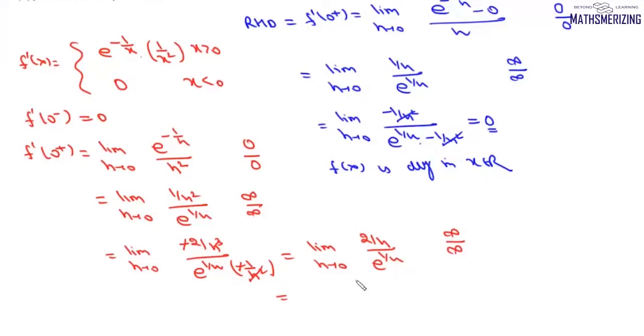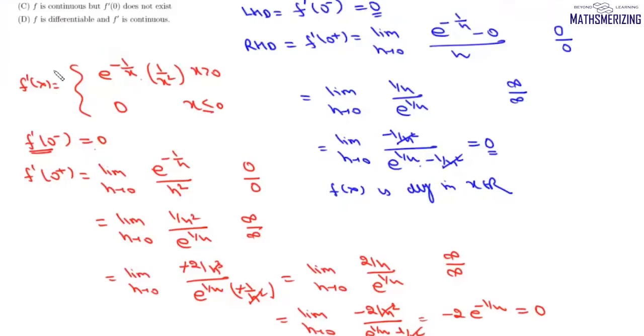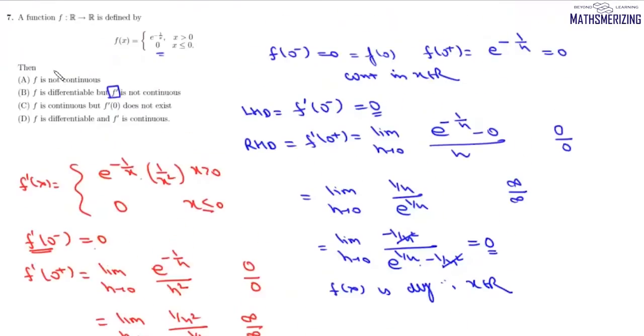form. So again, if we use L'Hopital's rule, we can write limit h tends to 0 minus 2 upon h square e to the power 1 by h minus 1 upon h square. So it will be 2 e to the power minus 1 by h, and e to the power minus infinity is nothing but 0. So at 0, left hand limit of f dash is 0, right hand limit is 0, and function value is also 0. So f dash is continuous at x equal to 0, and therefore f dash x is continuous everywhere. So answer to this question is f is differentiable and f dash is continuous, and that's your option D.